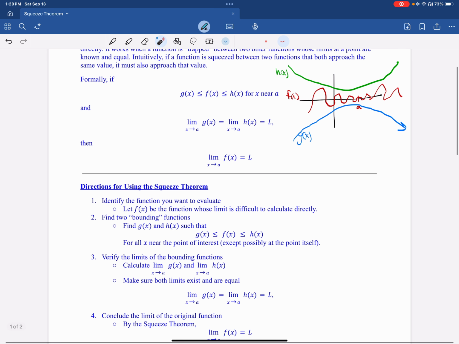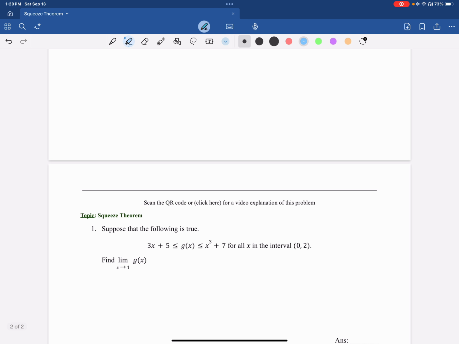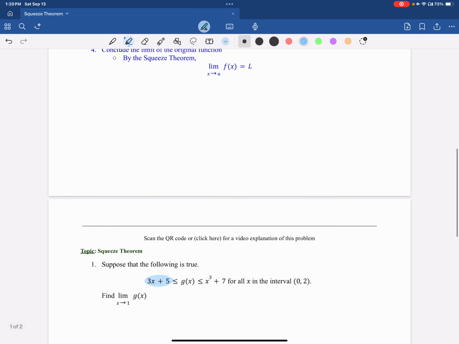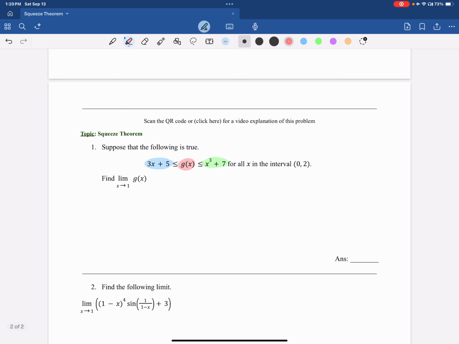So here we have a smaller function. That blue function is the 3x plus 5. That's our lower function according to that picture right there. The bigger function, the green function, would be the x cubed plus 7. So this g of x is sandwiched in between those two functions, the smaller and the bigger function. The idea is we want to evaluate the limit of that middle function, that pain in the butt function.